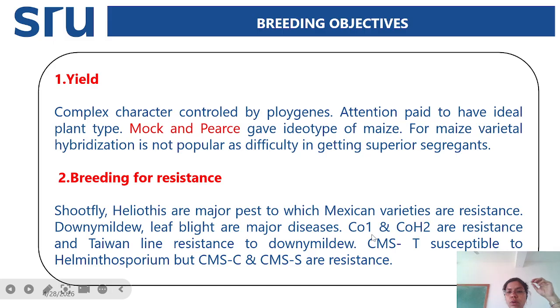And next, here Co19 and Co-H2 are resistant, and Taiwan line is resistant to downy mildew. Generally, this is a CMS, a cytoplasmic male sterile line, that is Texas. It became susceptible to helminthosporium, but the CMS-C and CMS-S cytoplasmic male sterile lines are resistant. Only the Texas line was susceptible to helminthosporium. These two CMS lines are not susceptible. They are resistant to the disease.